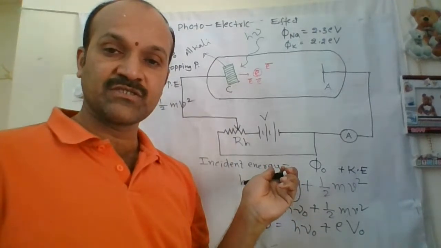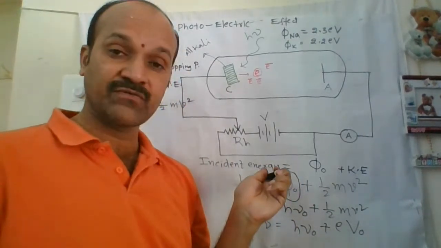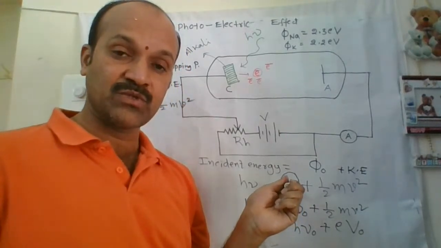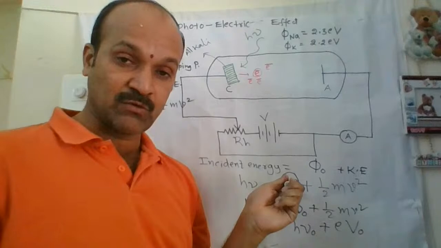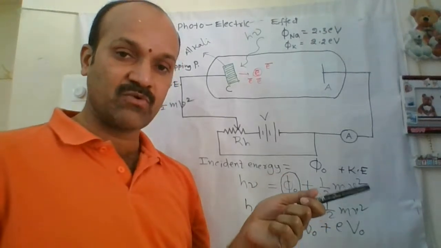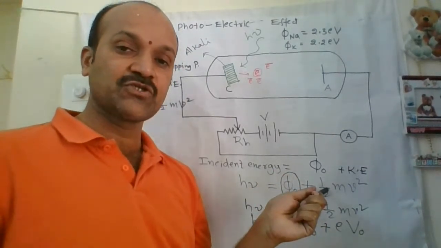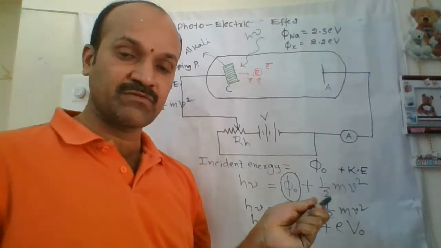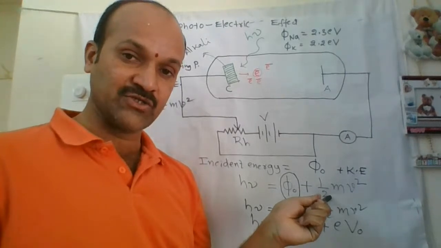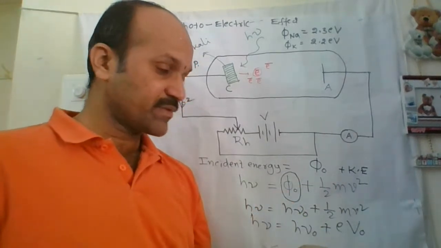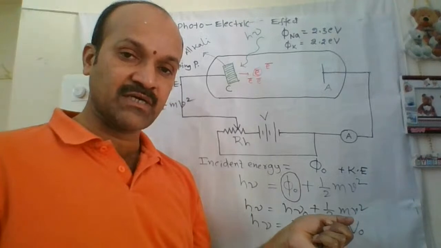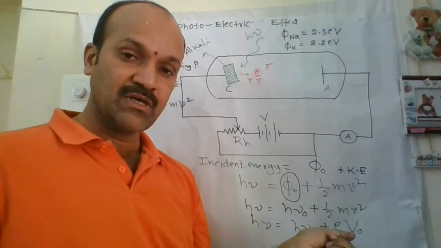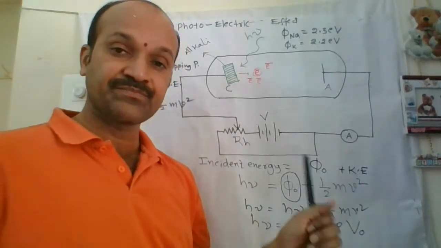So the incident energy of the photon is equal to the energy required for the electron to just come out of the metal, plus the remaining energy of the photon, with which it moves, is its kinetic energy, that is half mv square, and we have calculated the kinetic energy in terms of stopping potential. So finally we got this equation.